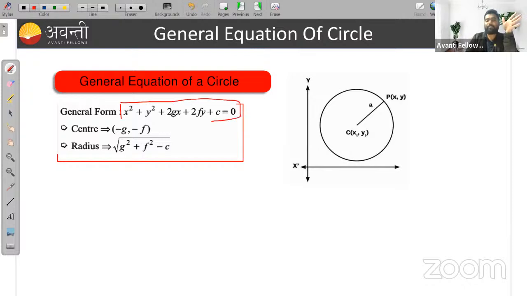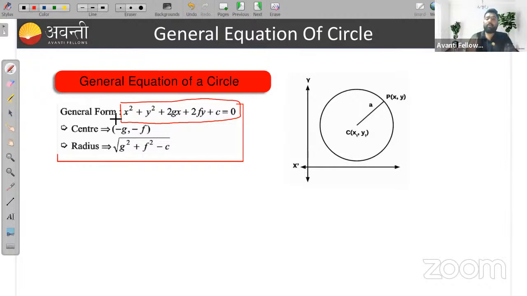x square plus y square plus 2gx plus 2fy plus c is equal to 0. Circle is a portion of conic, right? So actually this equation is derived from the general equation of conic section. What is the general equation of conic section? That is the second degree general equation, right? From that equation the general equation of circle is derived. Every equation of conic sections will be derived from that general equation. So no need to go through the derivation.